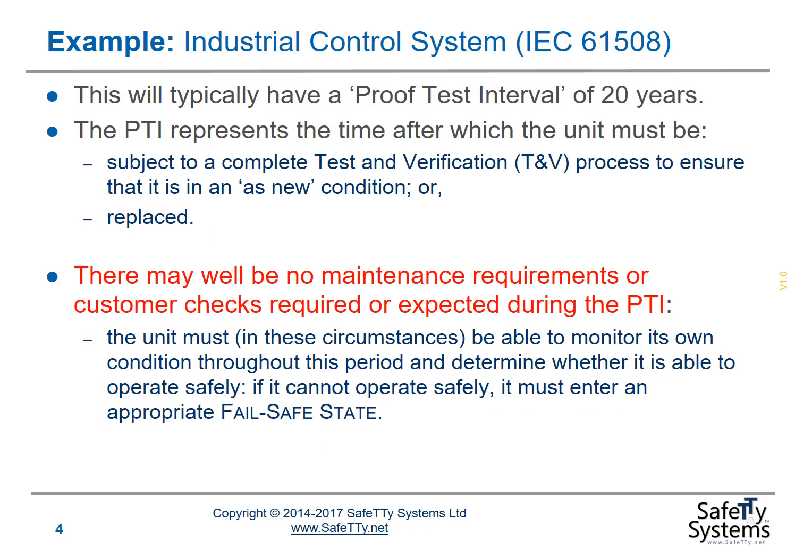As an example, let's consider an industrial control system that might be developed in compliance with IEC 61508. This will typically have a proof test interval of 20 years. The PTI represents the time after which the unit must be either subject to a complete test and verification process to ensure that it is in as-new condition, or replaced. In most situations, the purchaser of the equipment will assume that the equipment can be used for the PTI and it will then be disposed of.